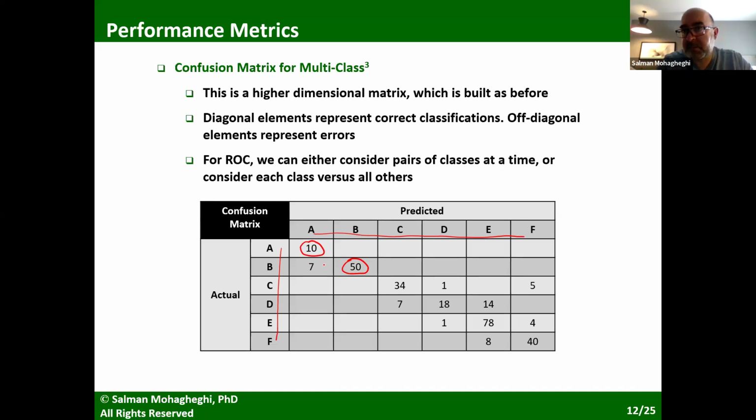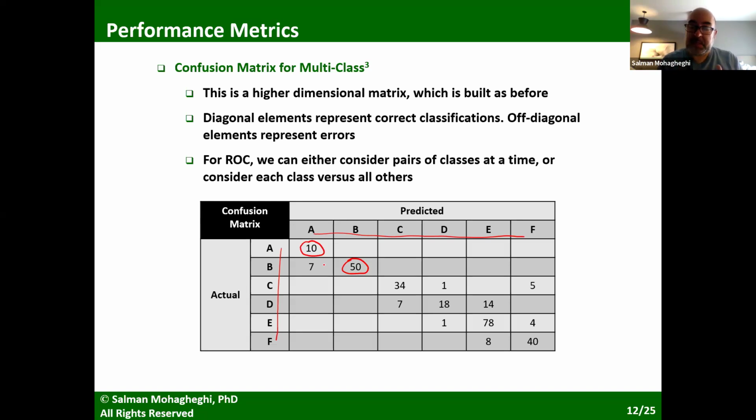Off-diagonal elements indicate misclassification. Oftentimes, but not always, we try to label classes in such a way that the classes that are closer to one another are more similar. So for example, we try to label classes in such a way that B is closer to A than C is similar to A.